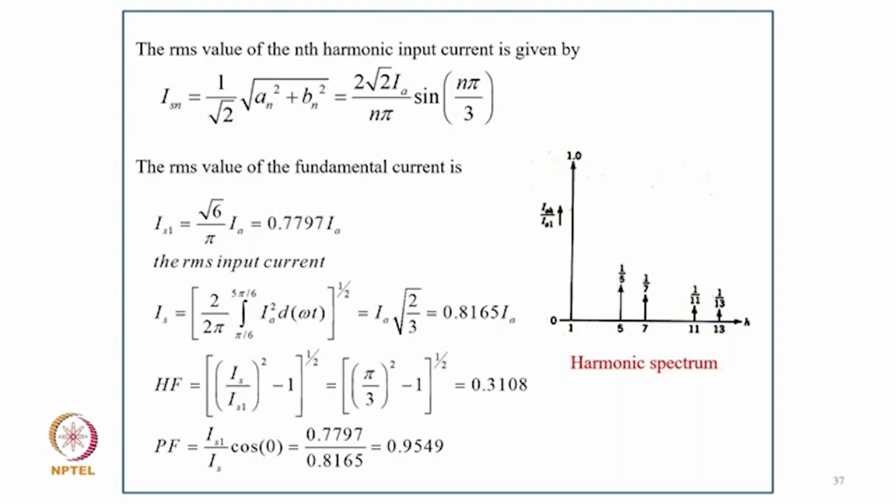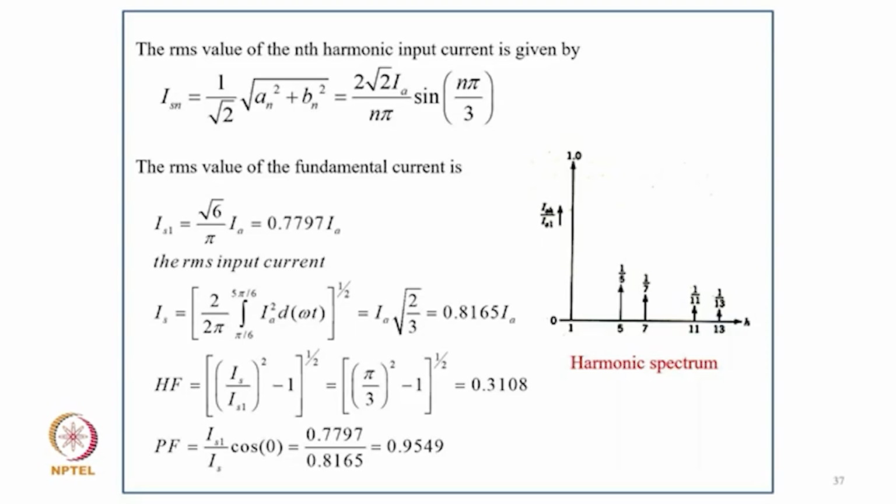The RMS value of fundamental current Is1 equal to root 6 by pi Ia, that is 0.7797 Ia, and the RMS input current is Is equal to (2 upon 2 pi ∫ from pi by 6 to 5 pi by 6 Ia square d omega t) to power half, that is equal to Ia under root 2 by 3, equal to 0.8165 Ia. And you can see the harmonics on 5th, 7th, 11th, 13th for a 6-pulse converter.